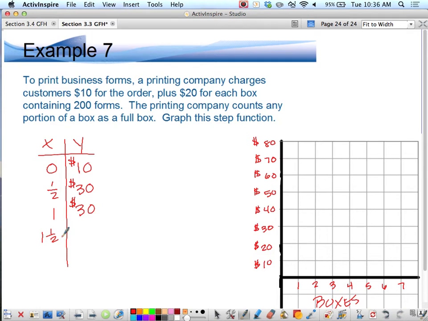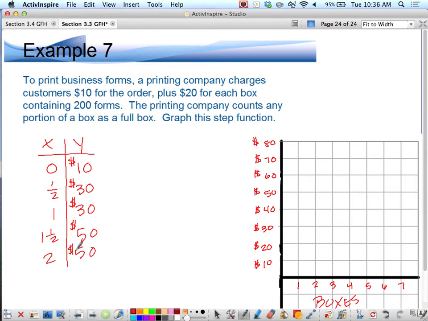They're going to charge me as if I bought 2, right? So that would be $40 plus the 10 I have to pay, so that would jump up to $50. Okay. Well, that would stay true until I hit how many? 2. That would still also be true for 2 boxes. That would charge me $50 as well.